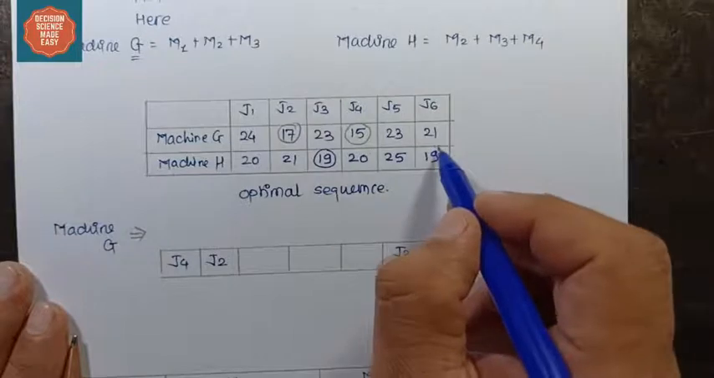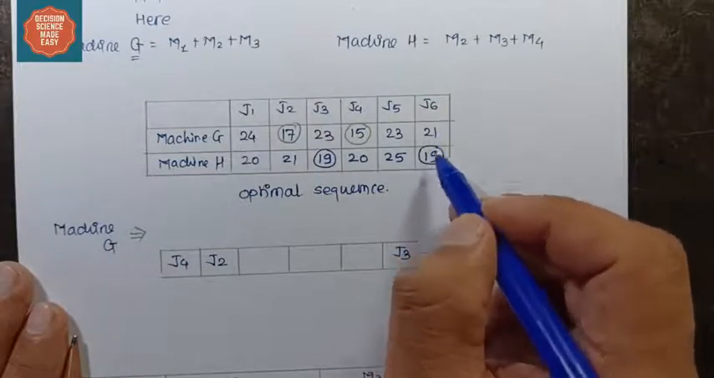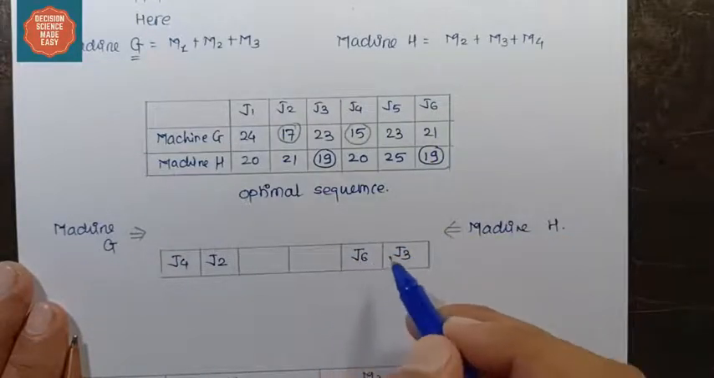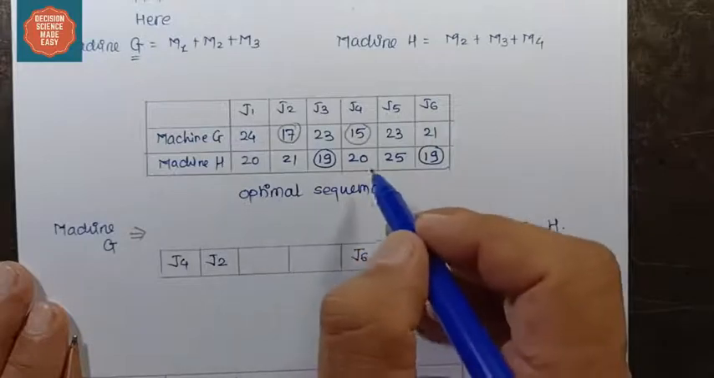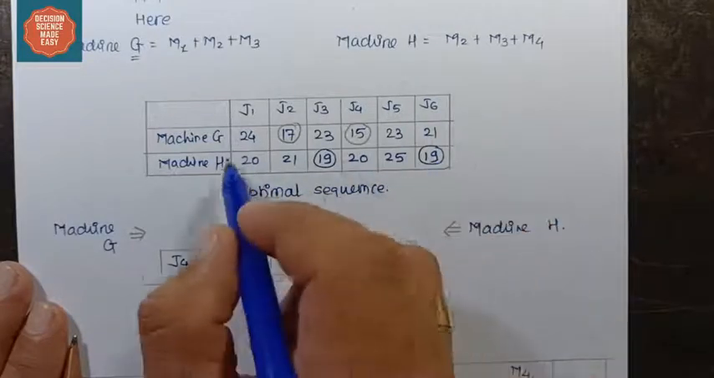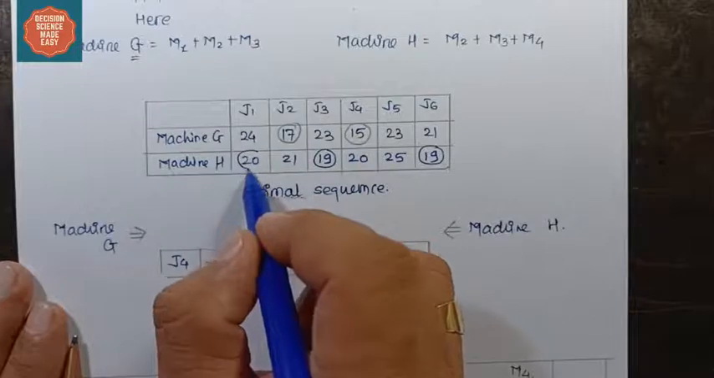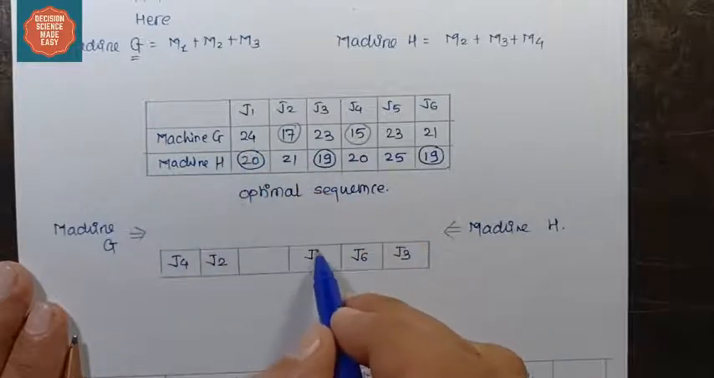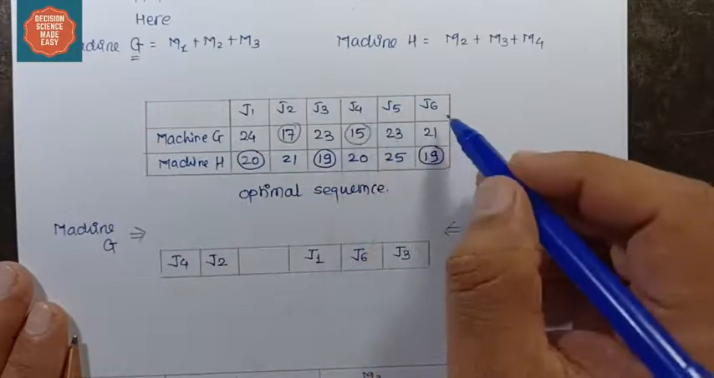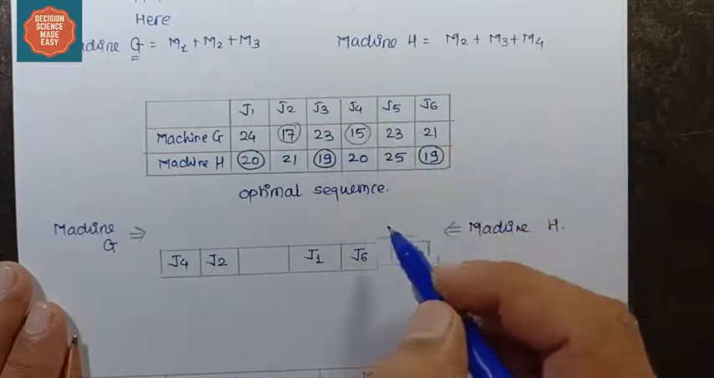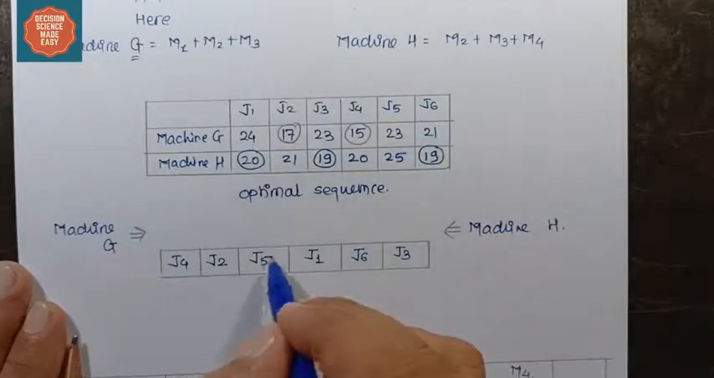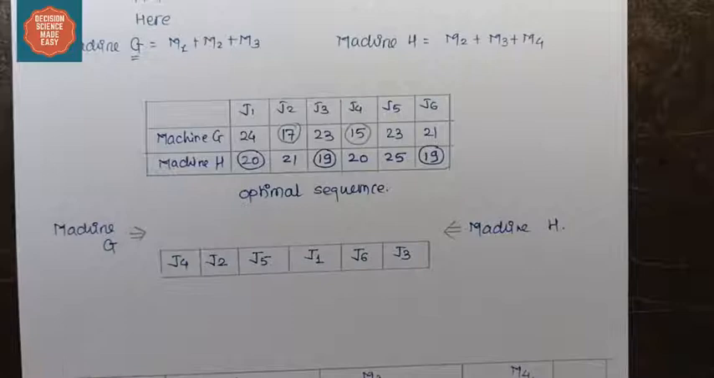The next smallest is 19. Again, that belongs to machine H, so on the right hand side. Next is 20. 20 belongs to machine H again. So this is J1 on this side, and whatever is left is J5. So now I got the ultimate sequence.